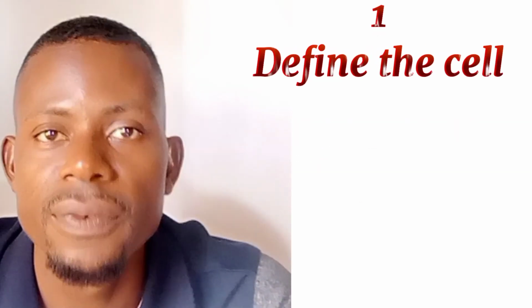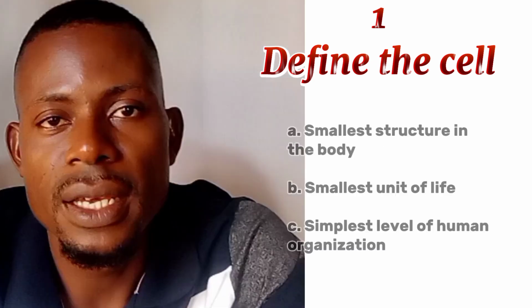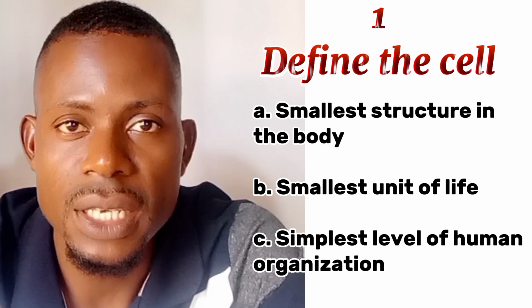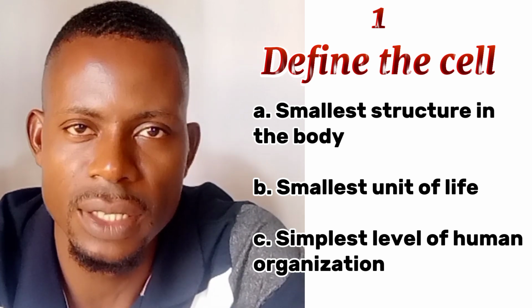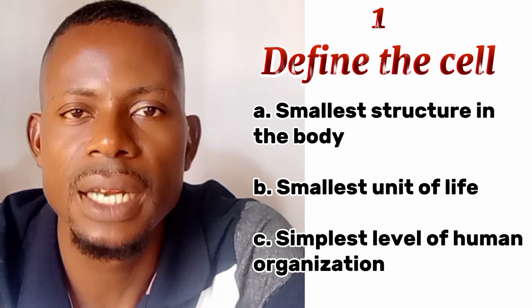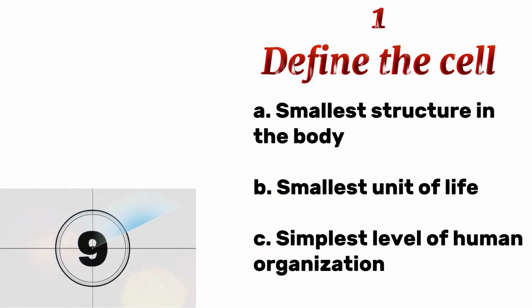Number 1, define the cell. A, the cell is the smallest structure in the body. B, the cell is the smallest unit of life. C, the cell is the simplest level of human organization.